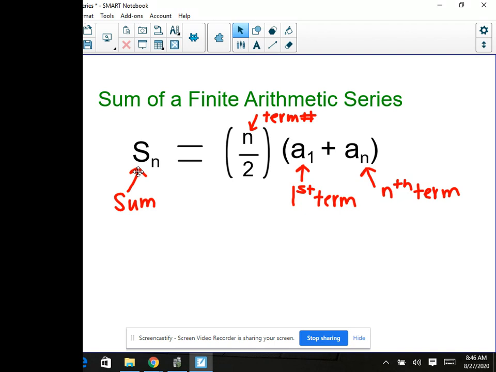So over here, I just have the arithmetic sequence formula that we learned the other day. And now this formula. So for arithmetic sequences and series, those are your only 2 formulas you have to worry about. Kind of nice.